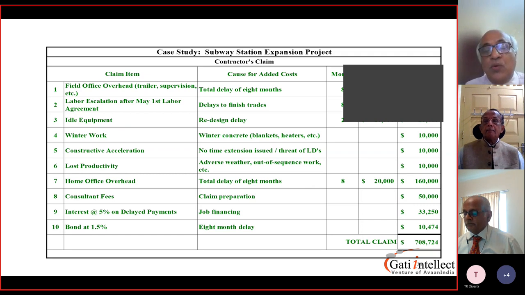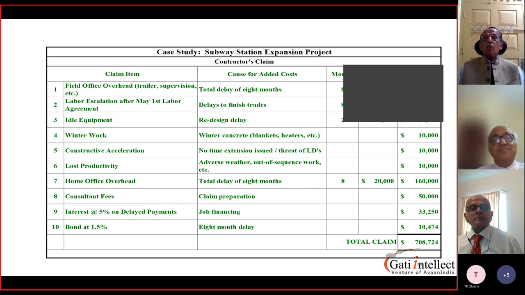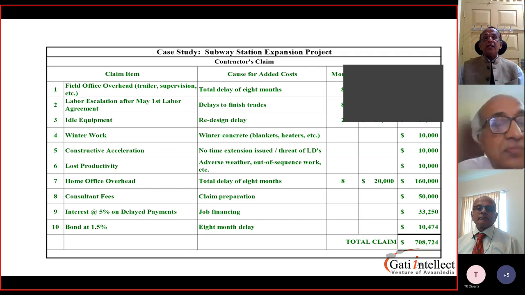Suppose you are an owner and you have received this claim, what would be your first reaction? Let's hear from the participants as well as from the guests. What is your point of view? Anybody? Let us say that you wear the cap of the owner. Two sides looking at the final claim.